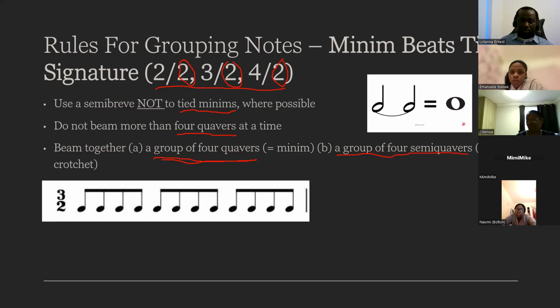This is just an example. This is 3/2. You see, 3 minims in a bar. And you can see they grouped, instead of grouping everything like this, no, you group 4, you group 4, you group 4.